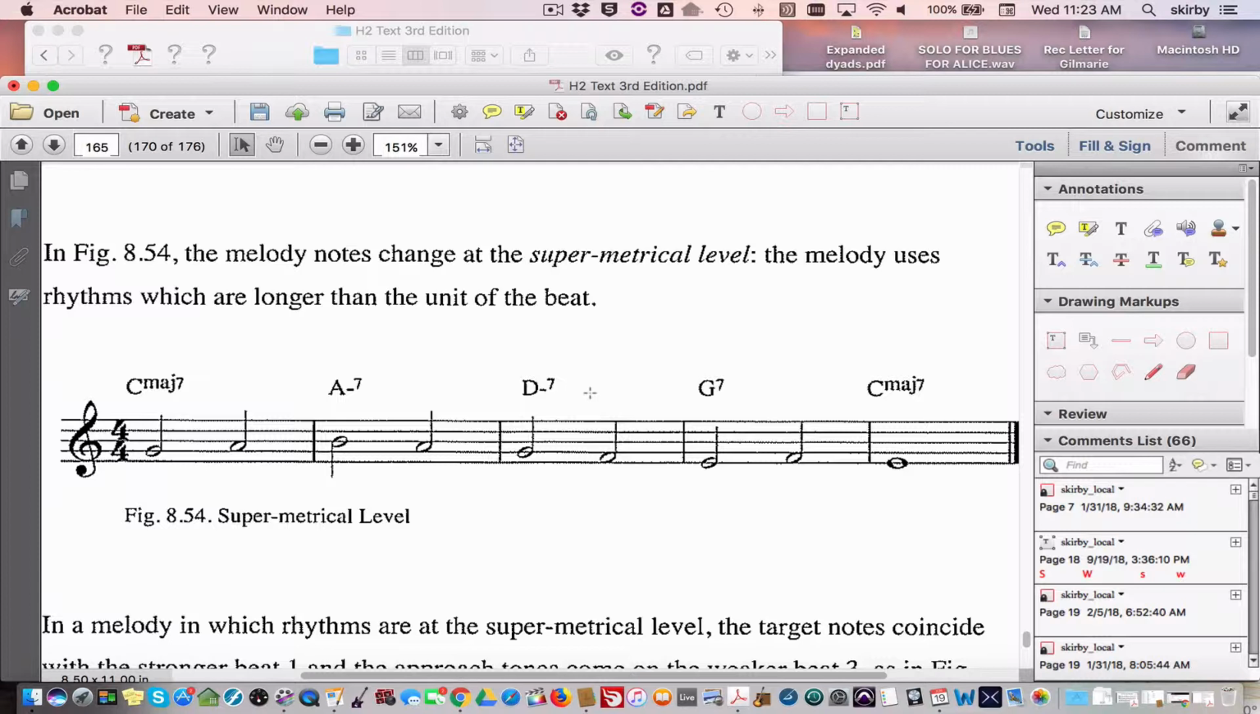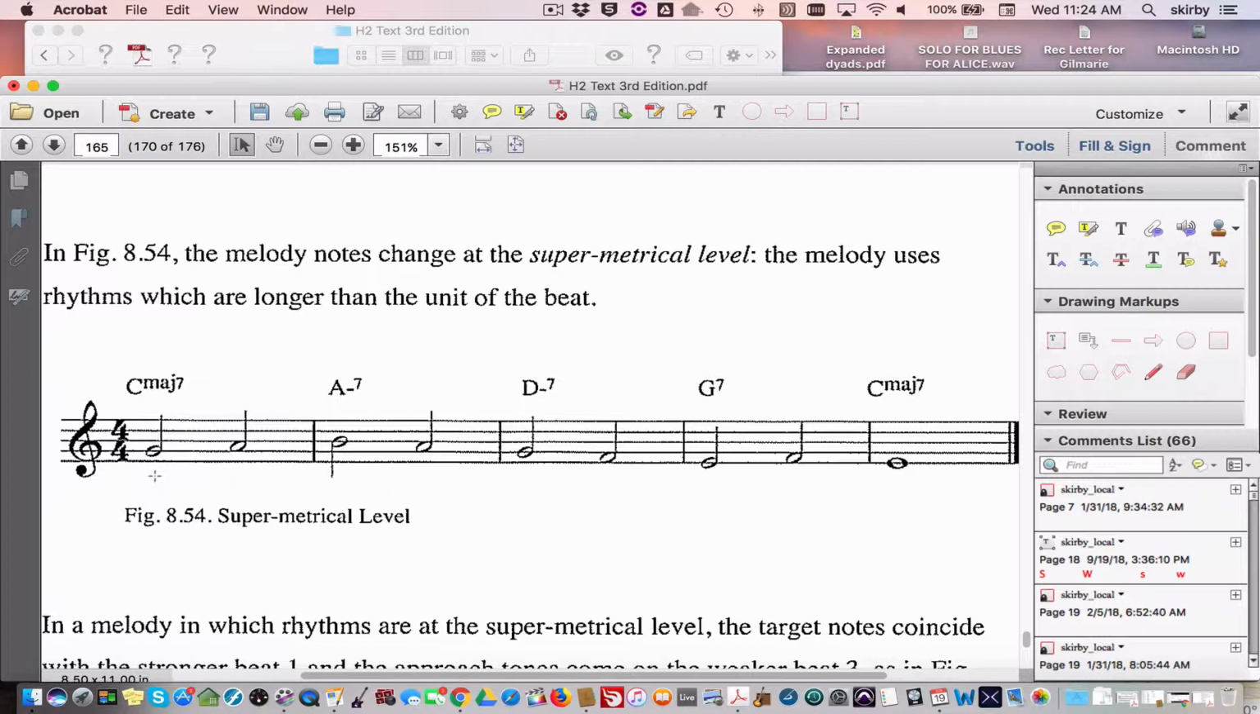So now you'll notice it's the same melody, but this is really important because the actual function of the notes has changed. Not because the notes are different, but because their placement in the metrical structure has changed. So now the group of 4 is longer. Now the group of 4 encompasses 2 measures instead of 1 measure.